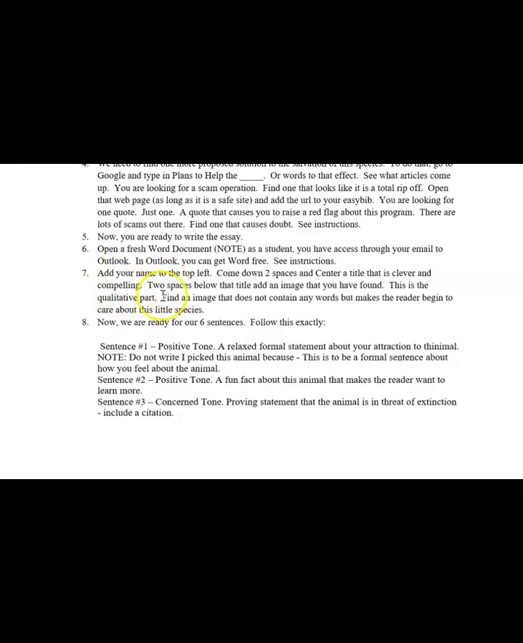Okay, so my name, we've got 2 spaces, add a title. This is the qualitative part. Find an image that does not contain any words, but does make the reader begin to care about this little species and want to read more. That's the main thing. You want to pick an image that draws your reader into your essay and makes them want to know more. A blurry image, an image where the animal is just very, very tiny, I can't even see it, that's not going to work.